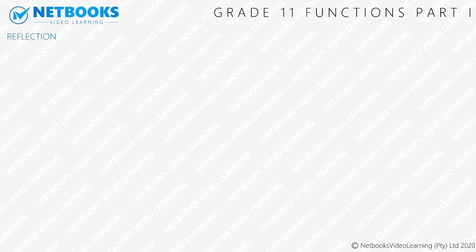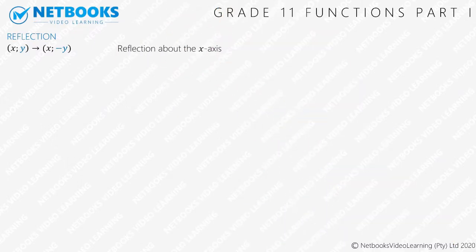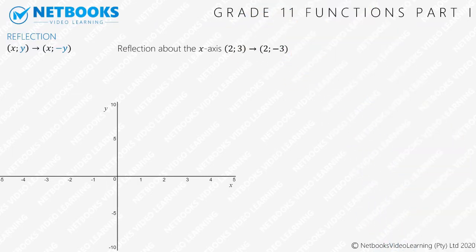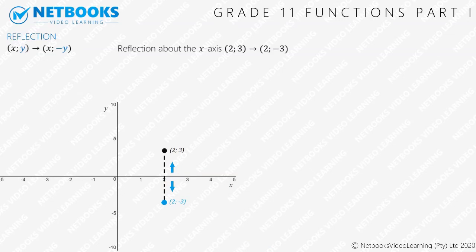Now, let's do some reflection. Reflecting about the x-axis will result in the y-coordinate changing signs. Let's look at a quick demonstration. We have 2, 3 becoming 2, negative 3. Graphically, we need to create a mirror image of the coordinate point across the x-axis. That means that the positive y distance from the x-axis must now become the mirrored distance in the negative direction.